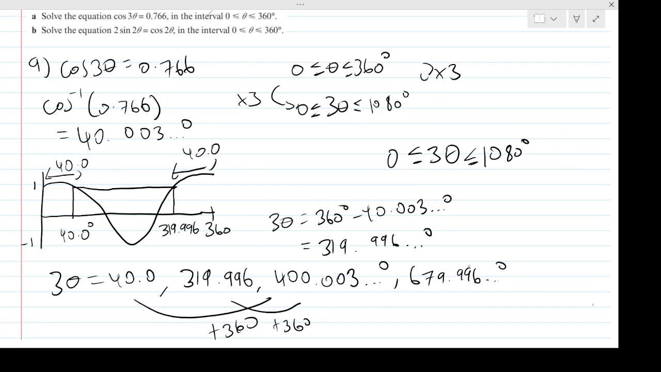And so when do we stop then? When do we stop listing solutions? Well, it's in this new interval here. So we have to end when we get above 1,080. So we're working with this new range of values there. Okay. So then if we add on 360 to this 400, we get the next solution after that.